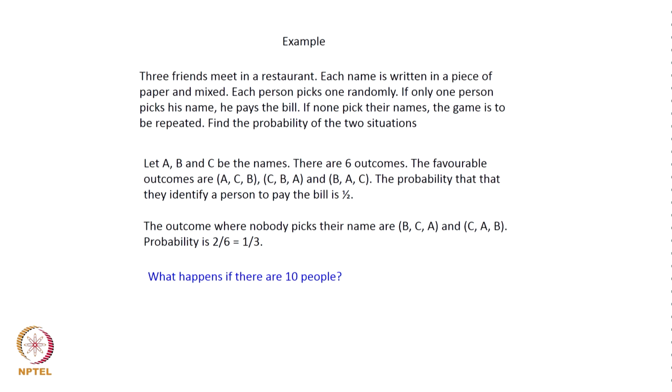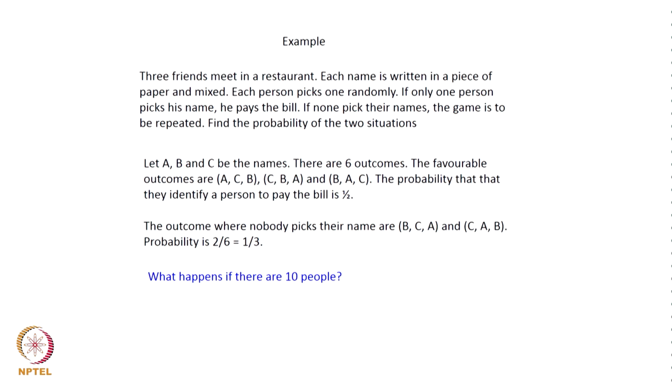So let us go back to the problem. Each person picks one randomly. If a person picks his name, he pays the bill. So when we do A, C, B, we assume that A picks his name, whereas B and C do not pick their names. When we do C, B, A, B picks his name, C and A do not pick their names, and so on. So we are not looking at the case where all of them pick their names, we do not look at the case of A, B, C.